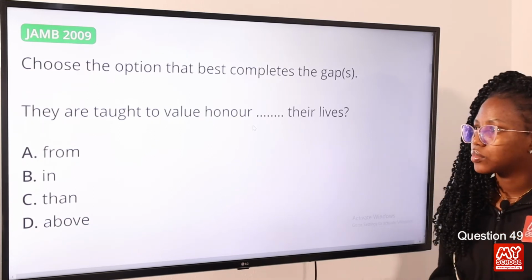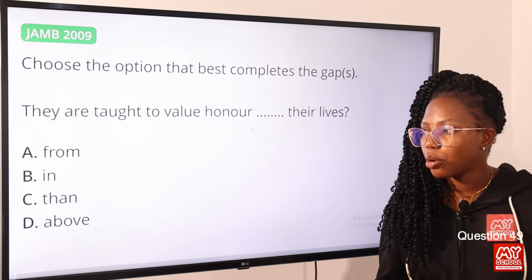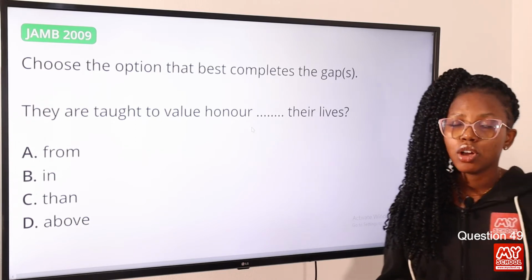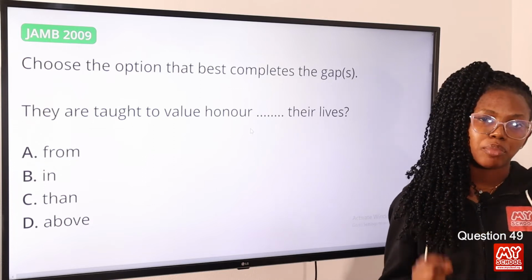Question 49. They are taught to value, honor, dash their lives. Option A, from. Option B, in. Option C, than. Option D, above. Now the appropriate word to use in this context is above.